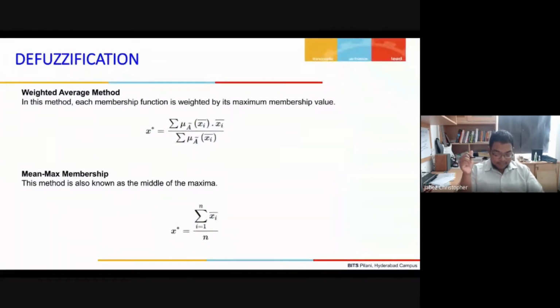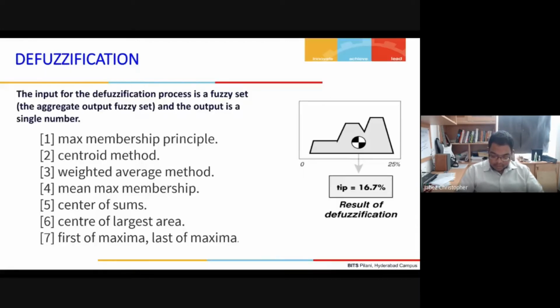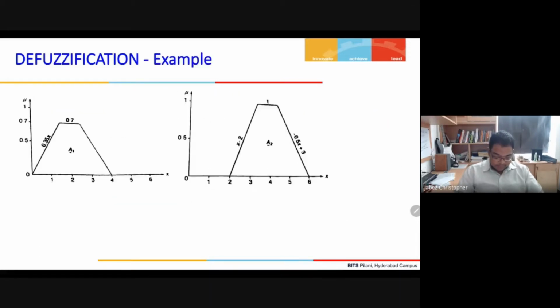And the mean max membership is the mean of the maximum membership. So out of all the n sets, what is the maximum membership? For example, if you take the example over here, out of these three, this is the maximum membership, and I take the mean of the max. So this is what is called the mean of the max membership. So several approaches are there.